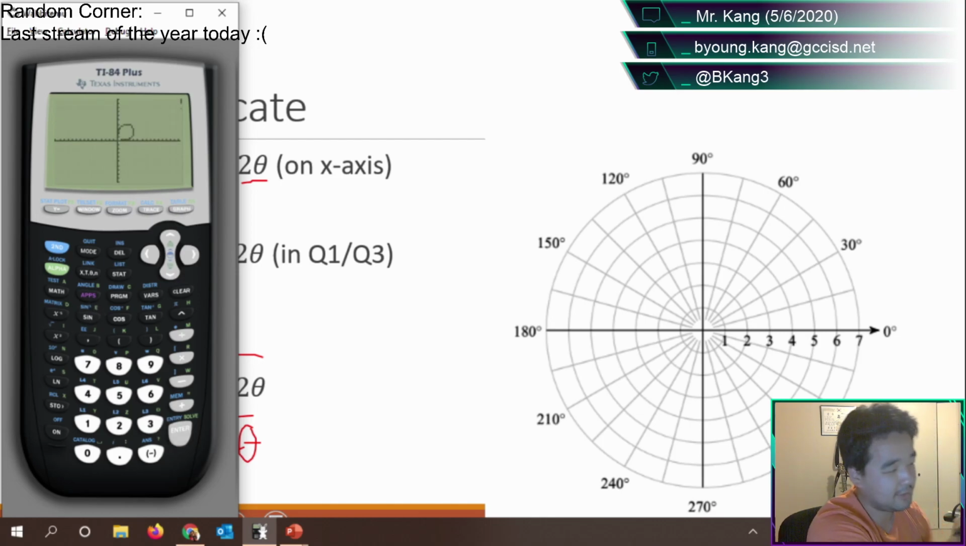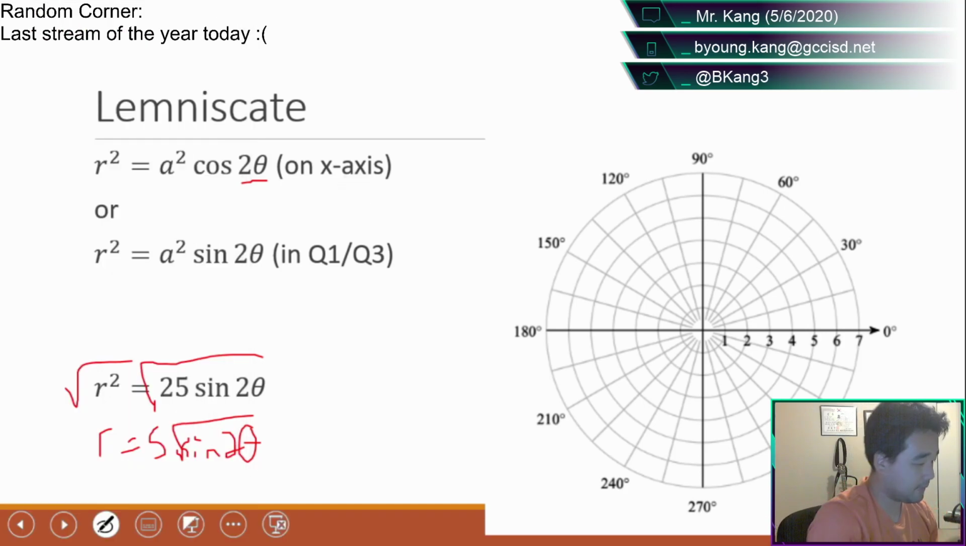Huh, I've always been taught that you can't type lemniscates in the calculator. The reason why you really shouldn't is because, technically, because it's an r squared, you're missing the plus-minus whenever you square root both sides. It just traces itself again, so technically it goes over itself twice. But hey, the calculator shows you the answer, so who cares?